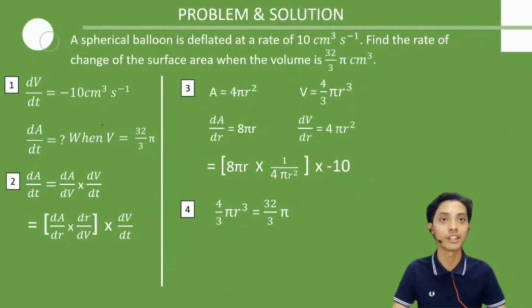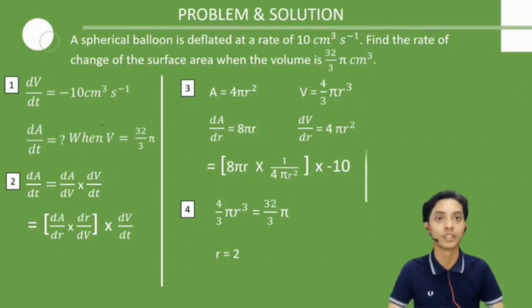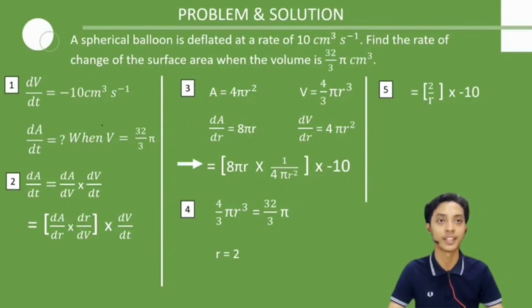If we take the formula for the volume, 4/3 pi r cube is equal to 32/3 pi. Why is it 32/3 pi? It is because the question already said when the volume is 32/3 pi. So if we calculate it, we will get r equal to 2. So in the last step, we will simplify the equation and it will be 2/r times negative 10. Since we already got r, we will replace it, and the answer is negative 10. So the final answer is negative 10 cm square.